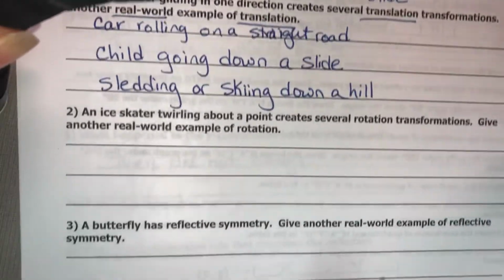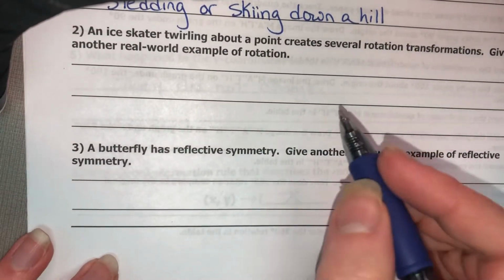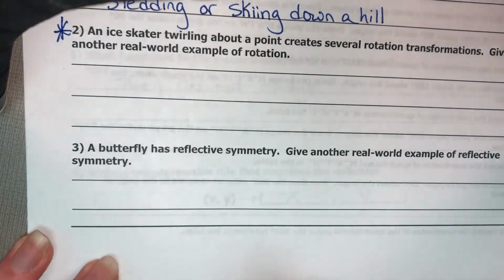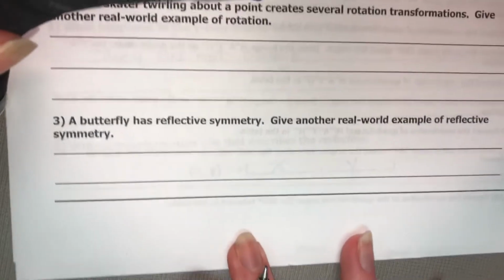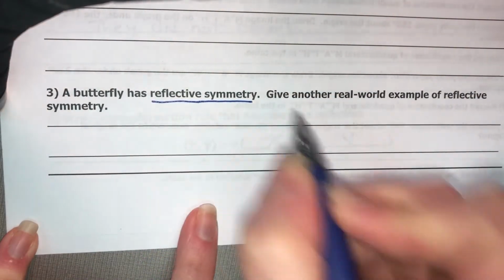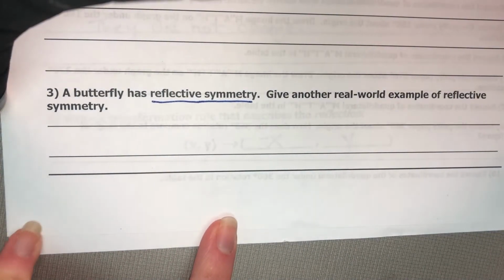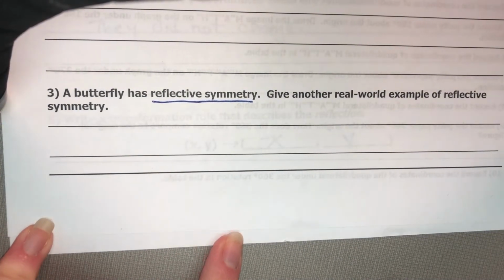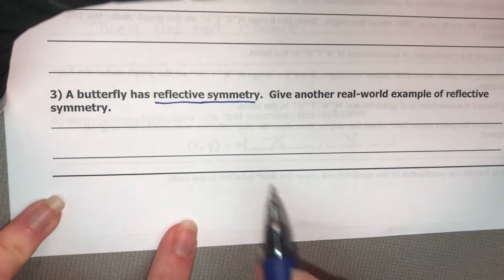Now, number 2 is the rotation one. So I'm going to come back to that one when we talk about rotations next time. And number 3 is reflective symmetry. A butterfly has reflective symmetry. Give another real-world example of reflective symmetry.